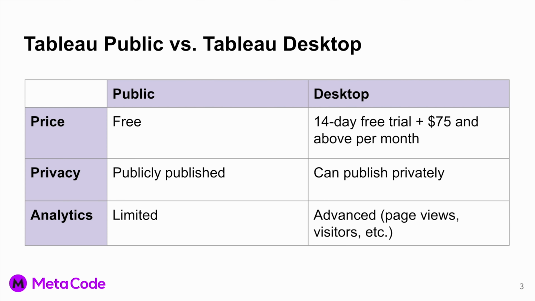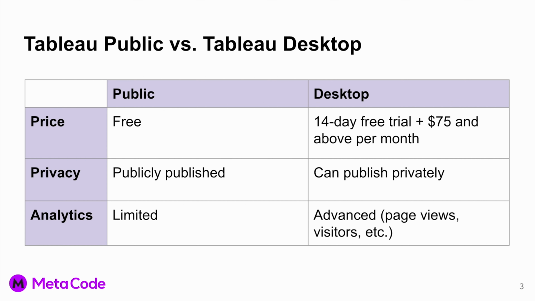So to compare Tableau Public and Tableau Desktop, first, to look at the price, Tableau Public is free for people to use. On the other hand, Tableau Desktop provides a 14-day free trial, but after your free trial, it generally costs $75 and above per month. In terms of privacy, if you use Tableau Public, you can only publicly publish your dashboards. However, if you have Tableau Desktop, you can publish your dashboards privately so that they're only shared amongst your teams, your clients, or your company members.